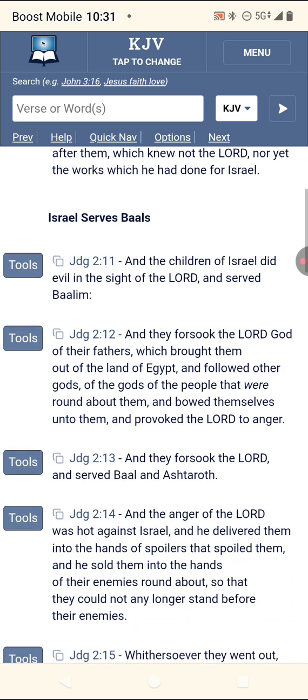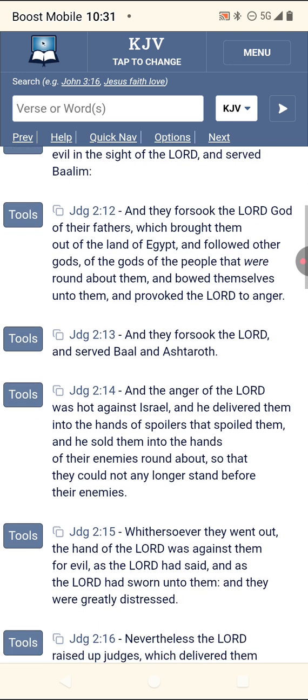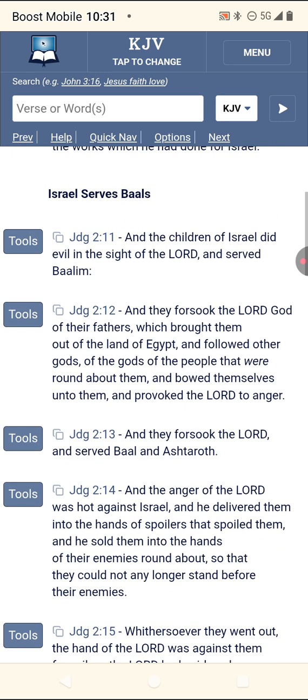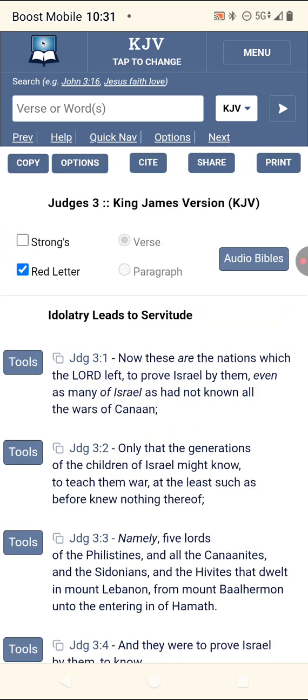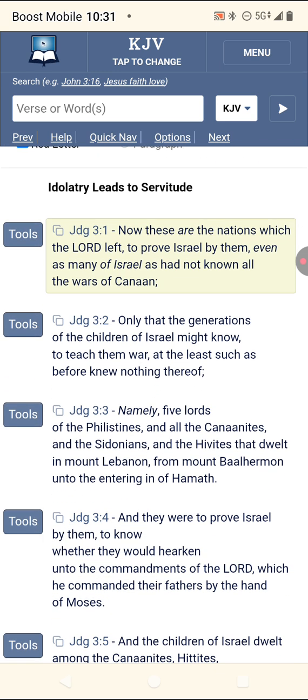See, it says Israel serves Baal. As a matter of fact, let's do this. Jump over to chapter 3 real quick. Here we go. Right to it. See? Judges 3 and 1.